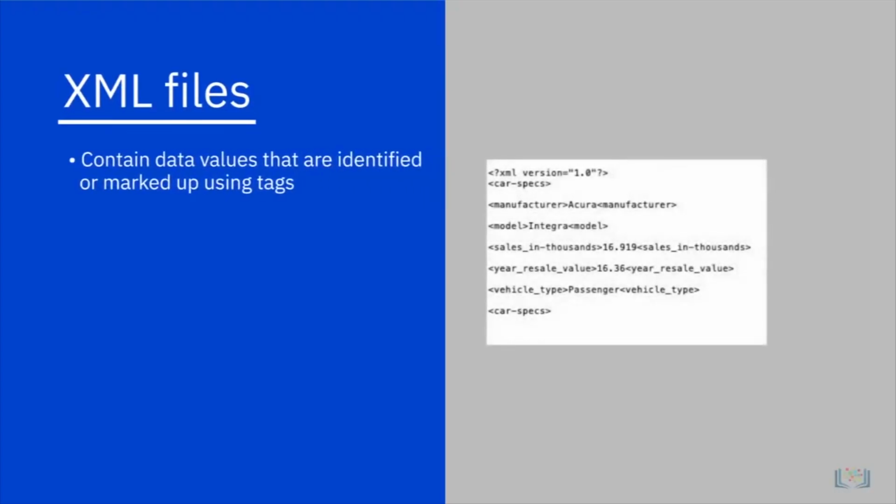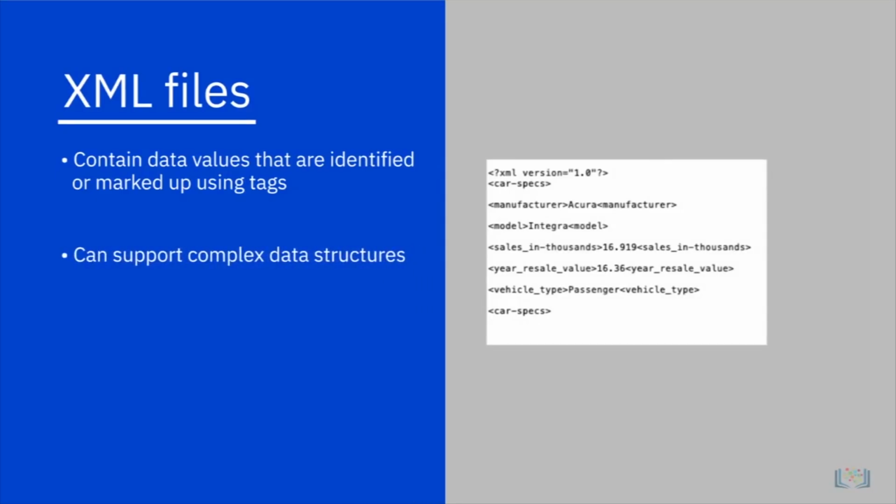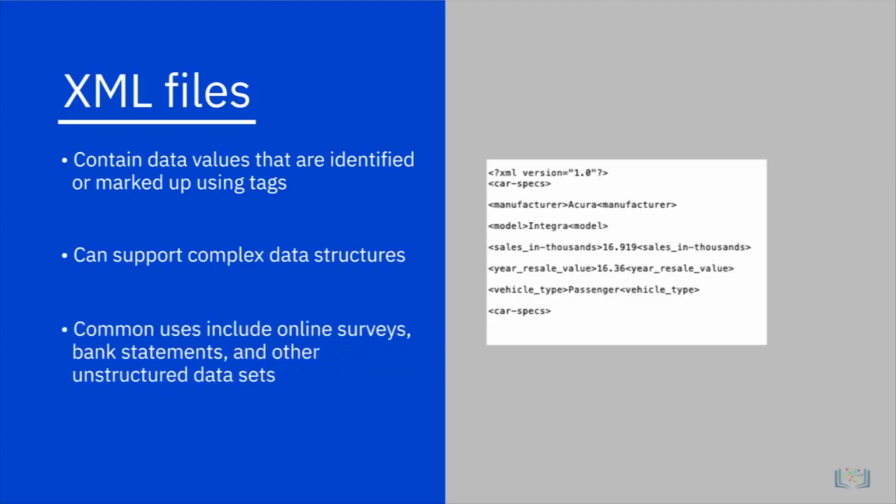XML files contain data values that are identified or marked up using tags. While data in flat files is flat or maps to a single table, XML files can support more complex data structures, such as hierarchical. Some common uses of XML include data from online surveys, bank statements, and other unstructured data sets.